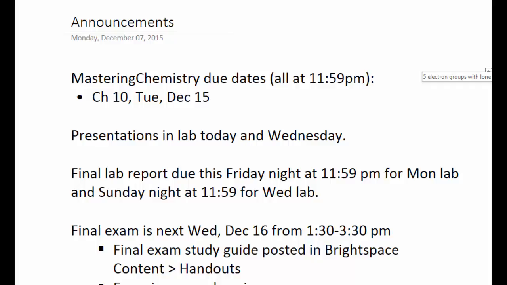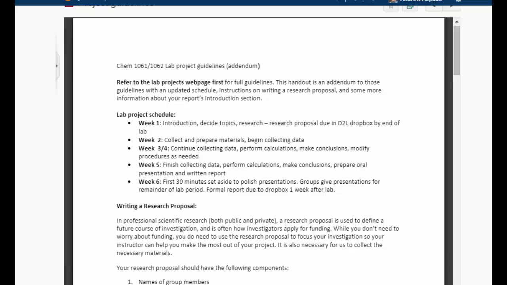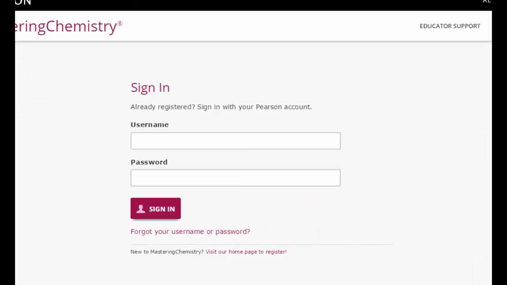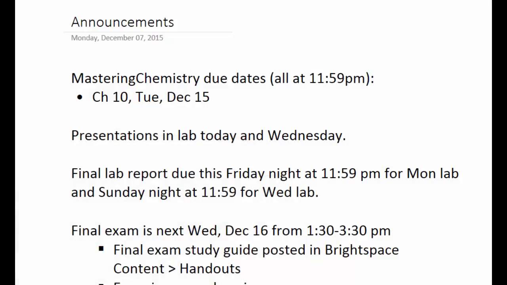So we're nearing the home stretch now, right? Only one more Mastering Chemistry assignment left. That is Chapter 10. It's next Tuesday, December 15th, the evening before our final exam. I think in Mastering Chemistry it's listed as due that Wednesday, last time I checked. I'm going to change it, but it will be due 11:59 p.m. Tuesday night.